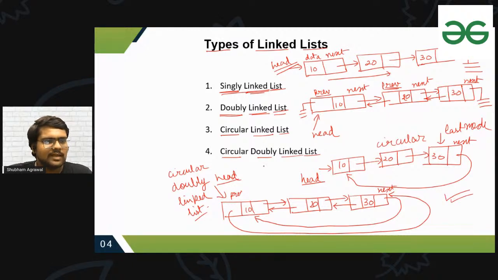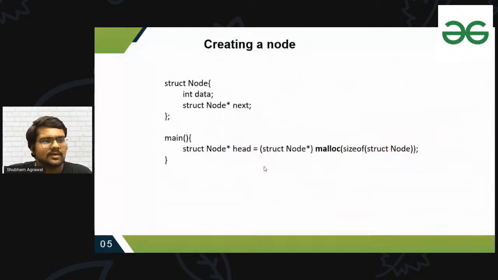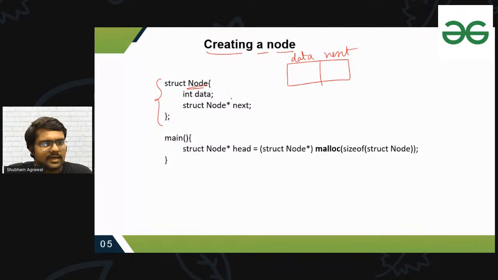Now let's move on. How can we create a node in a linked list? This is the way to declare a linked list node. A node has two parts. One is data, and then it has the pointer to the next, which is pointing to some other node. Here we have defined data as integer type, so it can contain some integer value. Then we have a next pointer which will point to some next node.